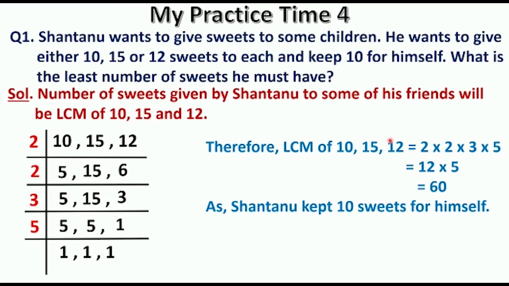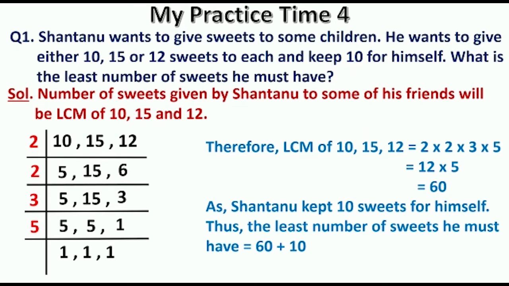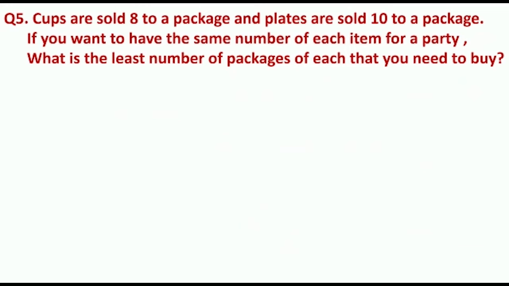Now we have to find the least number of sweets he must have. He is keeping 10 sweets for himself, so we have to add 10 sweets plus 60. We have to do 60 plus 10 to find the least number of sweets he must have. So the answer will be 70. When you add 10 and 60 you get 70 sweets. So the least number of sweets he must have is 70. Now see the next question.